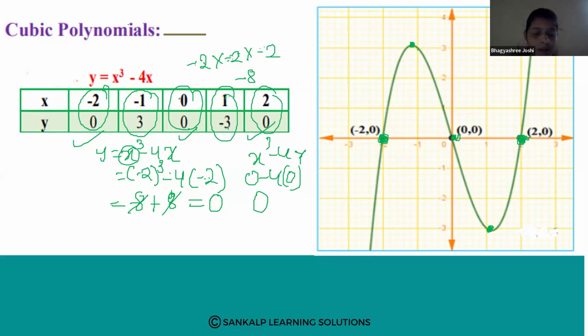Now in the table we saw the values minus 2 0, 0 0, and 2 0. Let us see whether our graph intersects at these same values. Minus 2 0, yes. 0 0, yes. 2 0, yes. That means it has 3 zeros. Understood? But one thing you should remember: it does not always have to be 3 zeros. Less than 3 is also possible, but more than 3 is not possible.